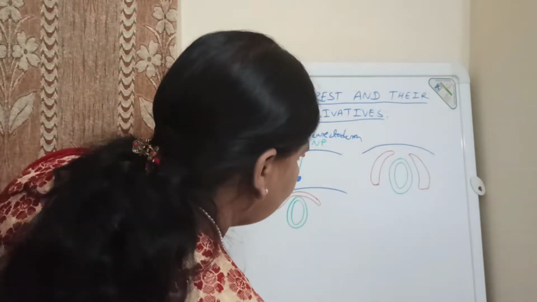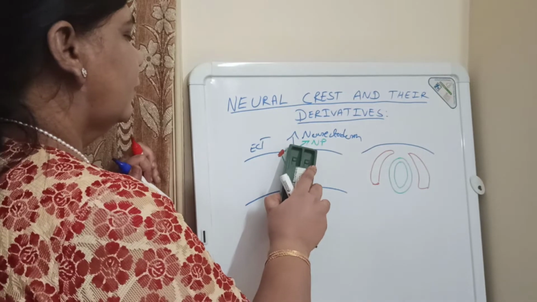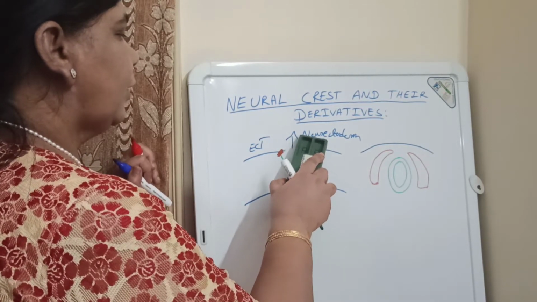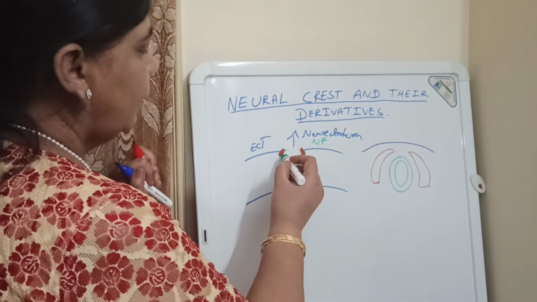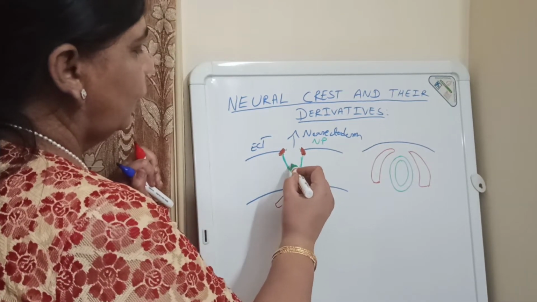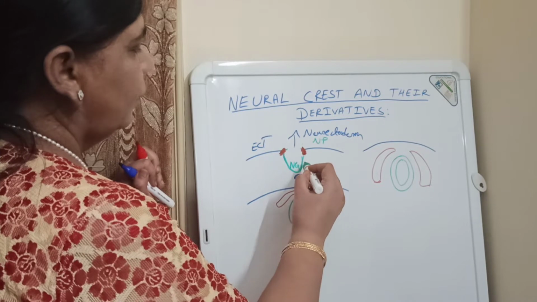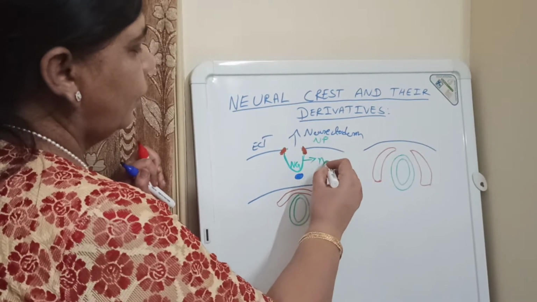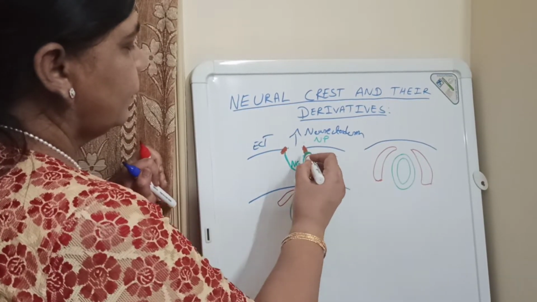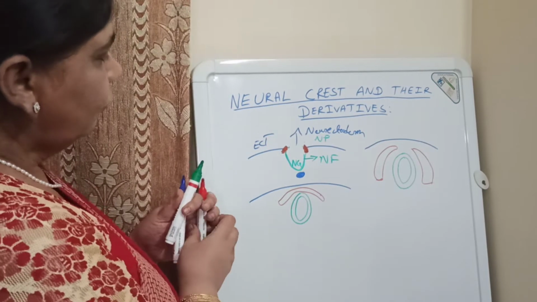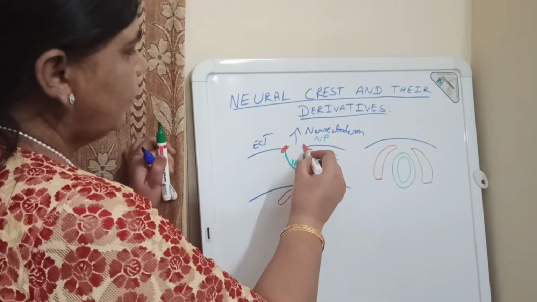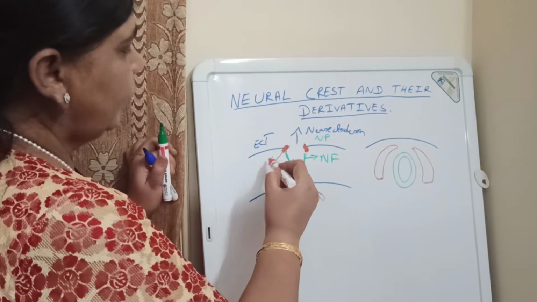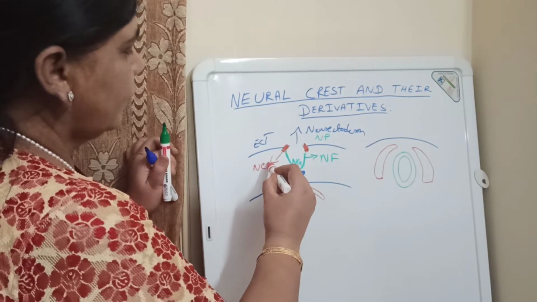Then in the process of formation of the neural tube, this neural plate deepens to form the neural groove, and these folds will be called as the neural folds. At the junction of the neural folds and the ectoderm, you can see the specialized cells that will be called as the neural crest cells.